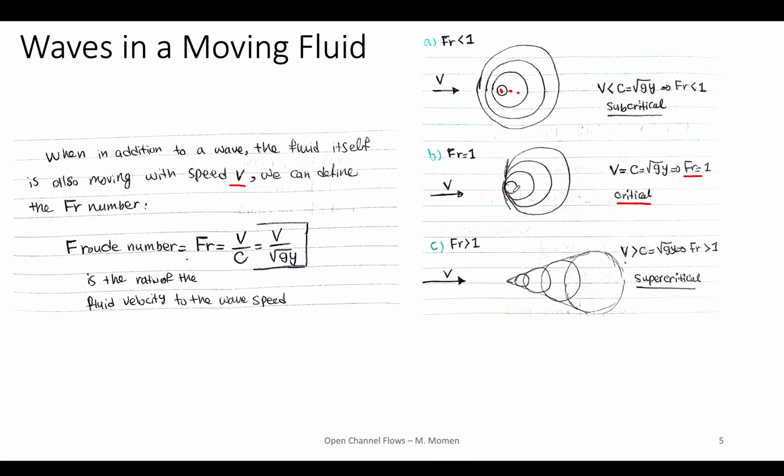Okay, and then the third one is when the Froude number is greater than 1, where the velocity of the fluid is greater than the wave speed, which is square root of gy. So this is when Froude number is greater than 1, and we are in a supercritical regime. And then you will have something like this. Okay, you will have a shape of something like this.